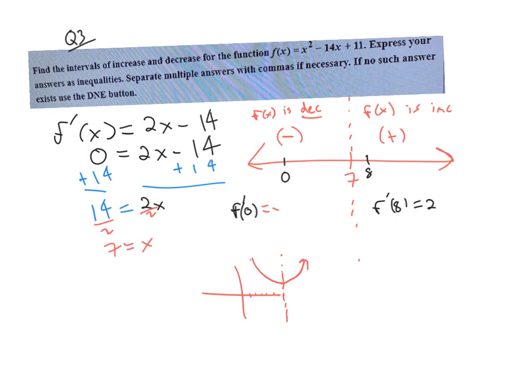So our function is decreasing from negative infinity to 7, and our function is increasing from 7 to infinity. Sorry about that, that's infinity. So that was for question 3.